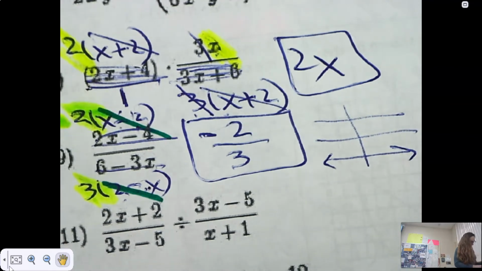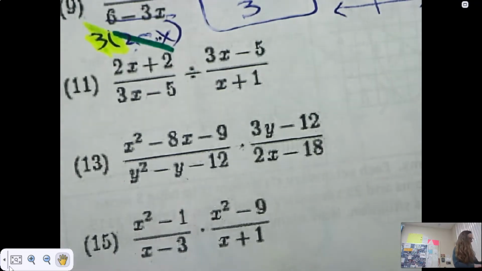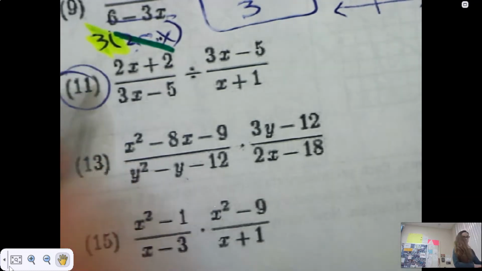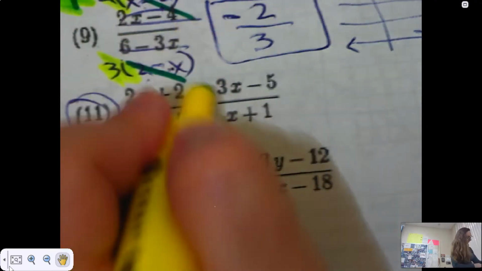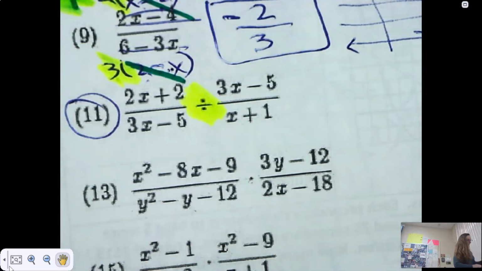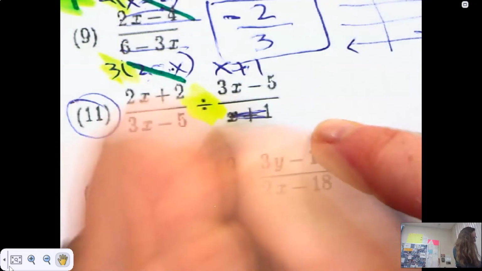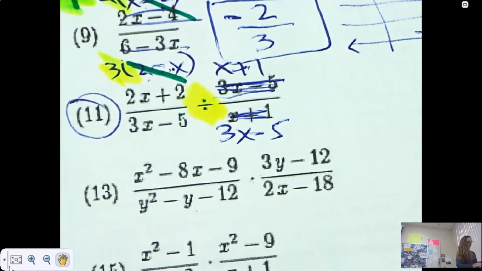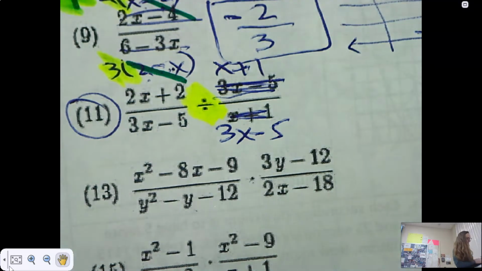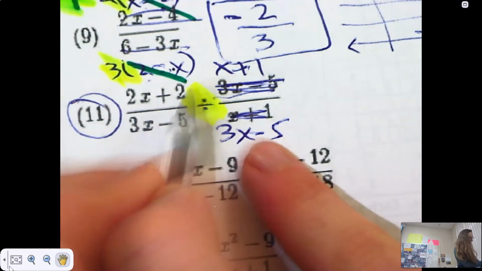Let's jump down to 11. I guess it's not that far. So what do I do when it's division? You got to flip the second fraction. That's the biggest mistake people make. So I'm going to flip it. It's annoying to rewrite it, but it's also annoying to be wrong. So I would just rather flip it.